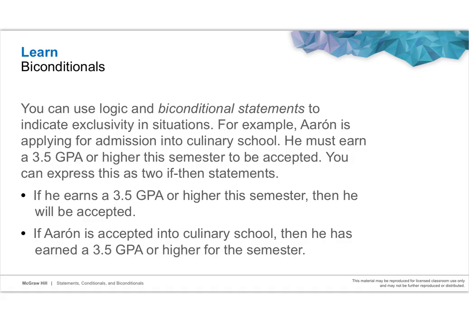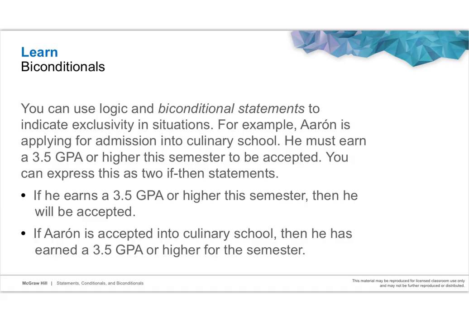Our next learning goal is talking about biconditionals. So logic and biconditional statements are going to be indicating exclusivity in situations. So for example, Iran is applying for admission into culinary school, and he must earn a 3.5 GPA or higher this semester in order to be accepted. So you can express this as two if-then statements. If he earns a 3.5 GPA or higher, then he will be accepted. And if Iran is accepted into culinary school, then he has earned a 3.5 GPA or higher. So the logic is flowing in both of those directions.